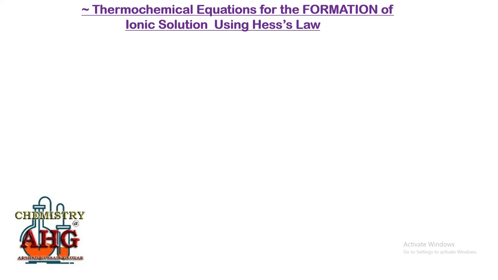First of all, we will come to know what is a thermochemical equation, then how to write down a thermochemical equation, then how many different enthalpy changes are involved during the formation of an ionic solution, and ultimately in the conclusion we will apply Hess's law to write down the formula for doing calculations related to the formation of ionic solution. Okay, the type example that I have chosen is the lithium chloride solution.